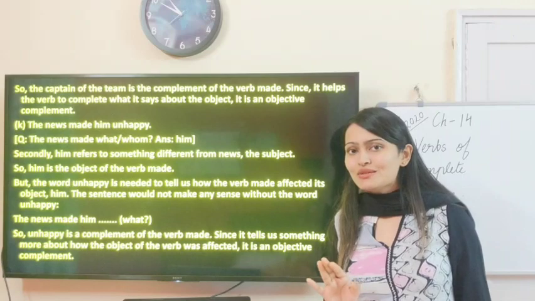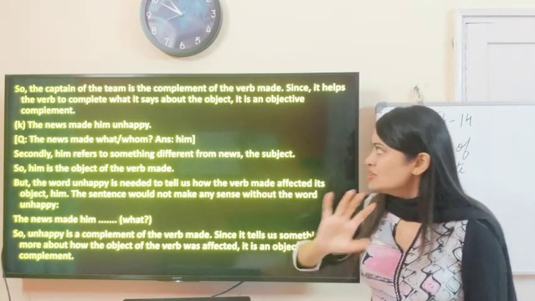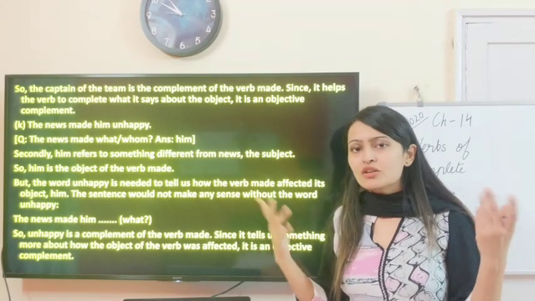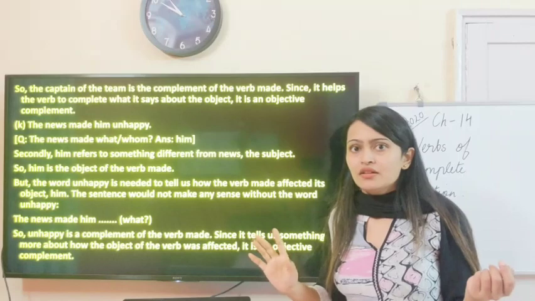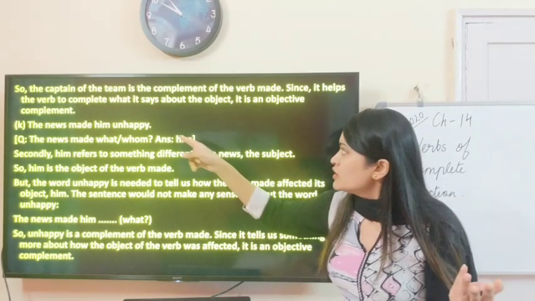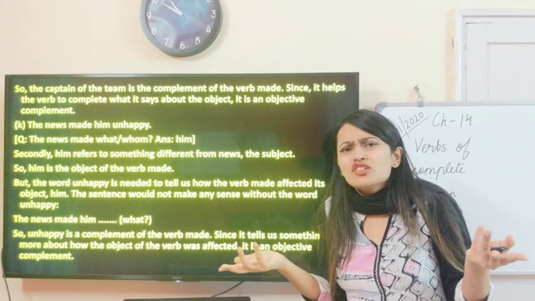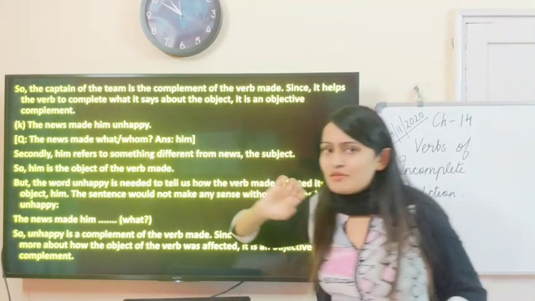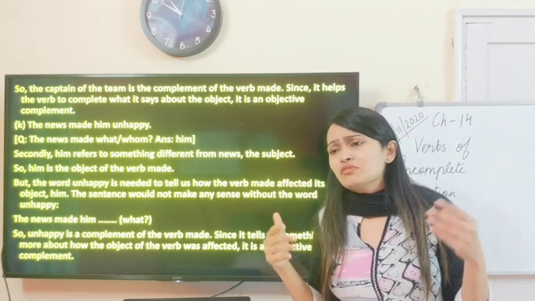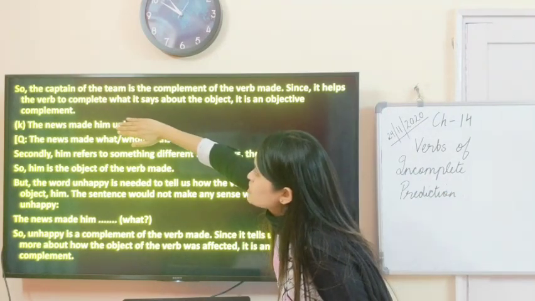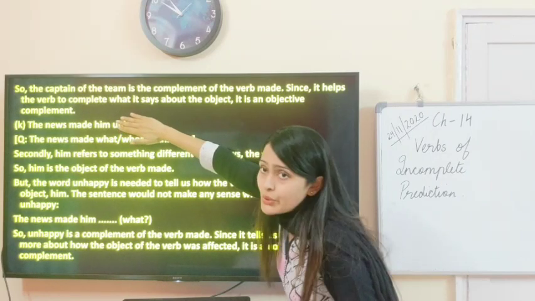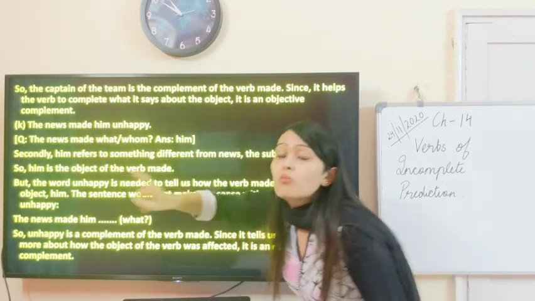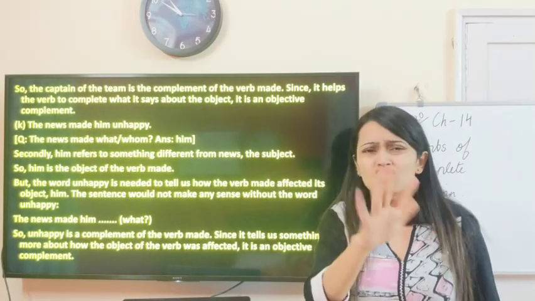I hope children you understood. Should I explain this example again children? Okay, very easy example. What is the subject? News. What is the verb? Made. Object, him. Okay, how do we find the object children? Where is the action passing? The action of made is passing to him. Okay, and made him, the news made him. Suppose this much was the sentence. Is it complete children? No, it is incomplete. That means this verb is a verb of incomplete prediction because it is not making sense.